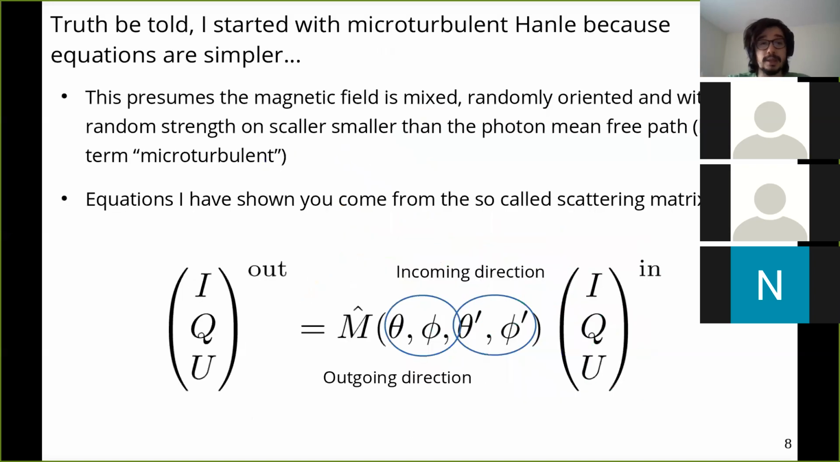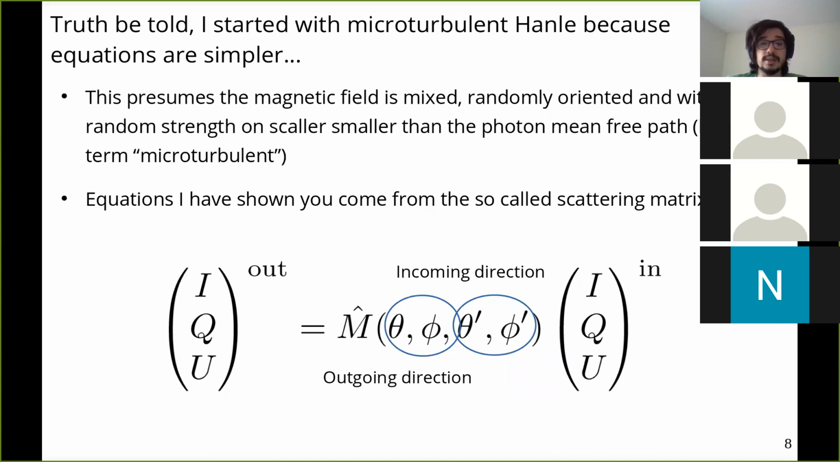Okay, but to tell the truth, and which I already did, I started with the microturbulent Hanle effect because the equations are simple, right? And it somehow presumes that the magnetic field is mixed and randomly oriented on scales that are smaller than the photon mean free path, which basically means that photons don't ever see vector magnetic fields, right? And now we're going to go again over these equations and see where they really come from. So the equations that we saw, they come from an approach called scattering matrix formalism.